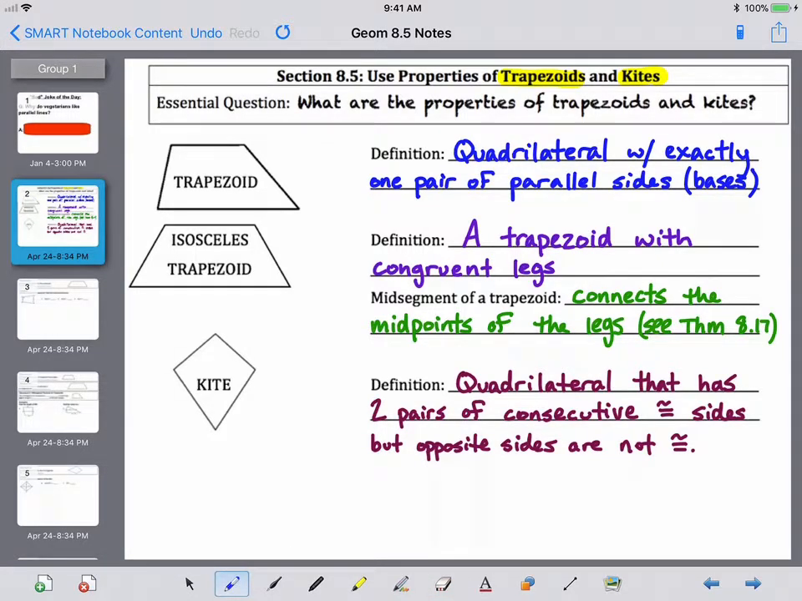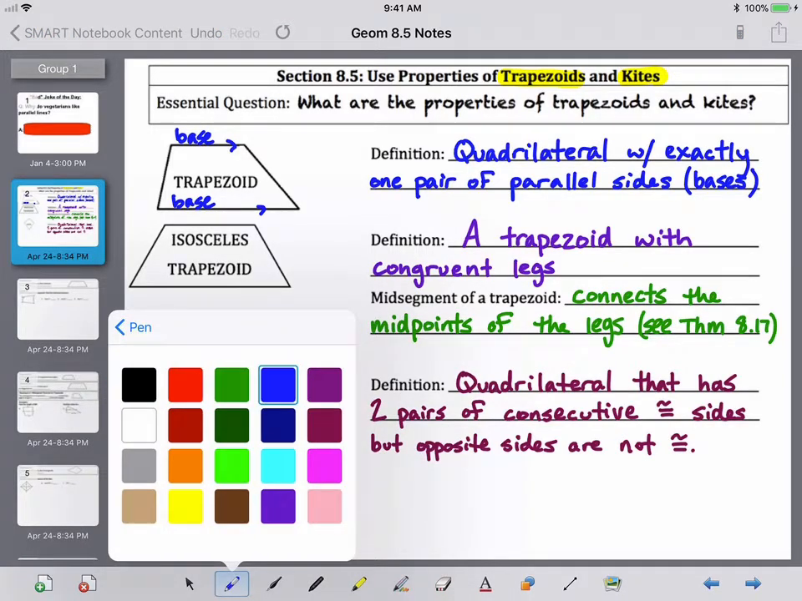And a trapezoid has exactly one pair of parallel bases. So the parallel sides, yes, we do refer to them as the bases. So this is a base on the top and on the bottom. And it's only got one pair of parallel sides, as you can see from the picture here.